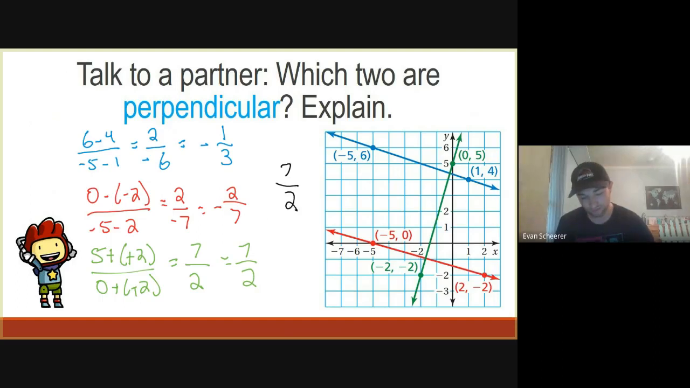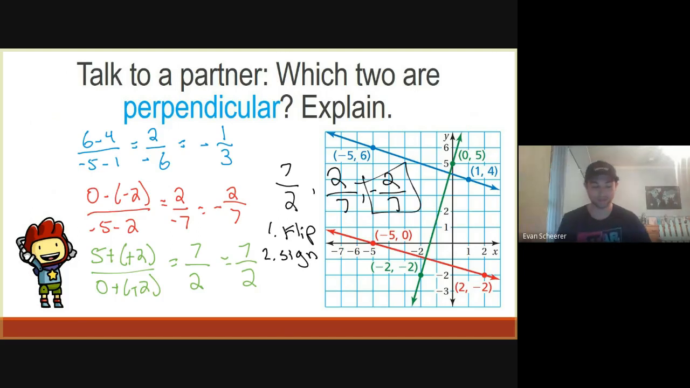So if I look at 7 over 2, there's two things I got to do. 1, flip. 2, switch the sign. So if we have 7 over 2, first we're going to flip it so it becomes 2 over 7. And then we're going to take the opposite sign, so -2 over 7. So as you guys can see, these two are perpendicular. So which two are perpendicular?